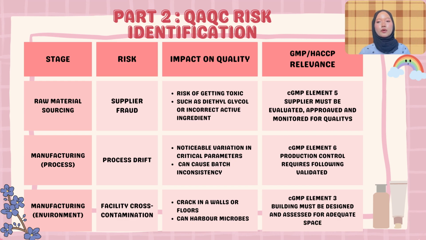For the GMP and HACCP relevance, to reduce this risk, CGMP Element 6 requires validated production control procedures. This means manufacturers must follow standardized procedures, monitor temperature and mixing conditions, and ensure all workers follow the correct process consistently. For the last part, which is stage 3, manufacturing environment.